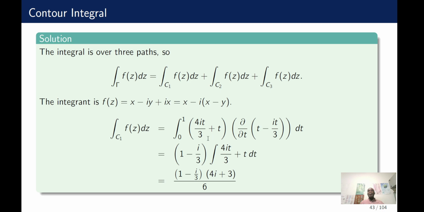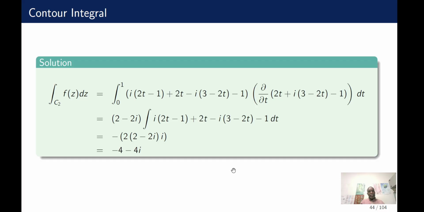What remains is this part, which you are going to integrate with respect to t from 0 to 1. And if you integrate this from 0 to 1 with respect to t, you get this. It's just a simple case of integrating that. So the integral over the first part evaluates to 1 minus I over 3 times 4i plus 3, all divided by 6. We go to the second part.